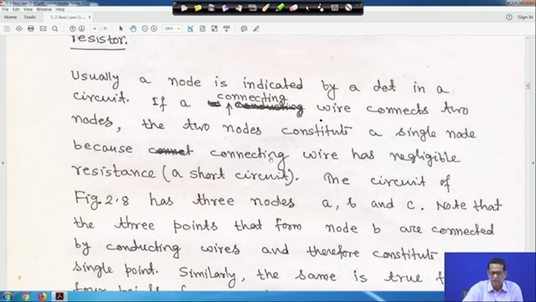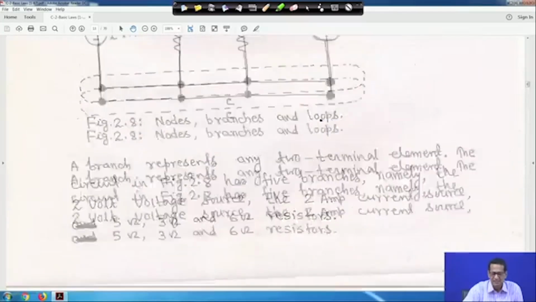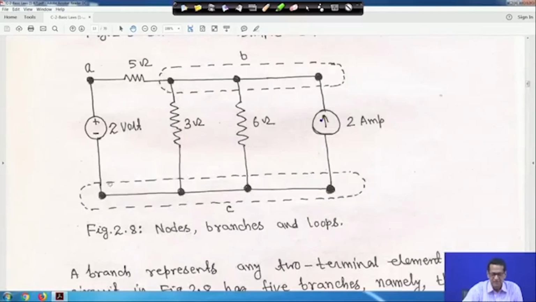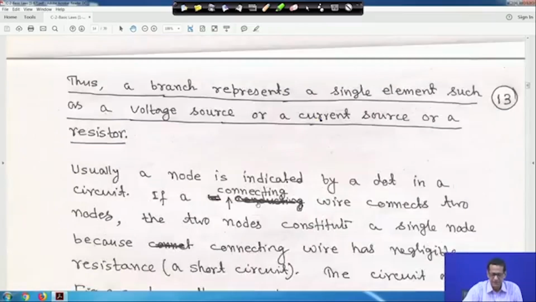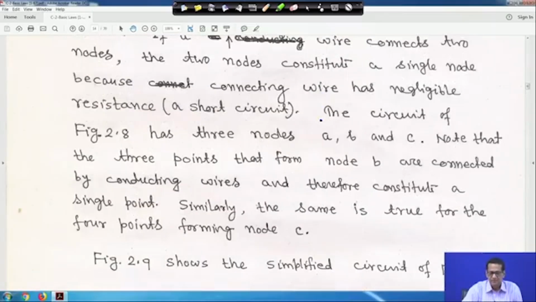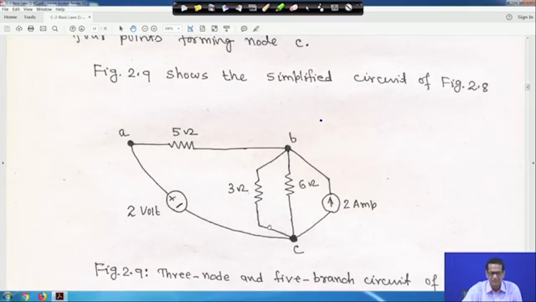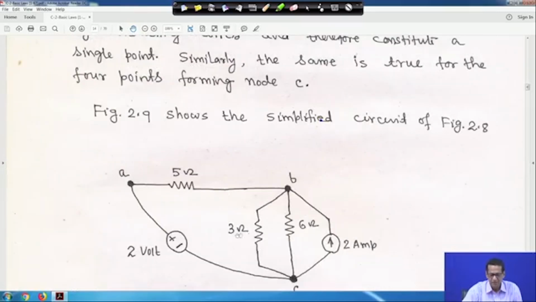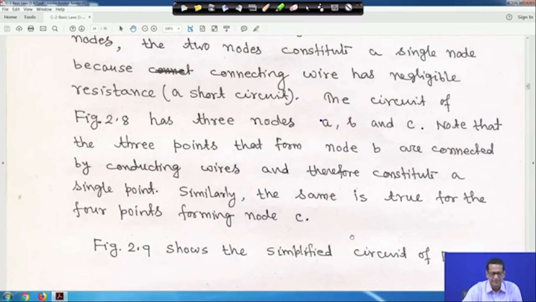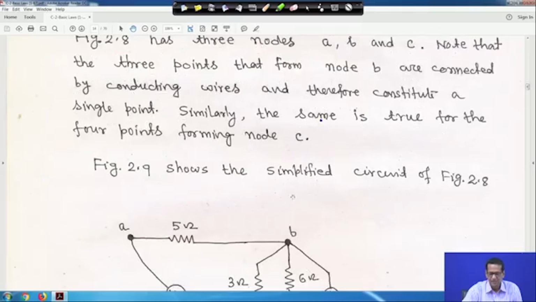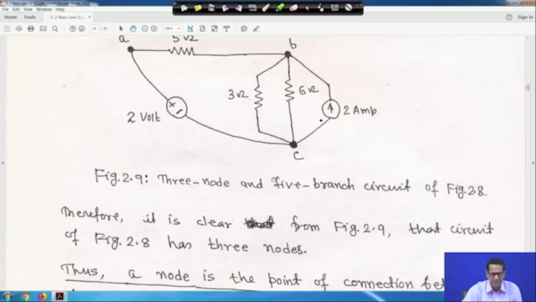So, if a connecting wire, as I told you, connects 2 nodes, the 2 nodes constitute a single node because the wire has negligible resistance. That is why this has been clubbed together and all these things have been clubbed together. So we have 3 nodes in this circuit, 1, 2, 3 nodes, and you have 1, 2, 3, 4, 5 branches.